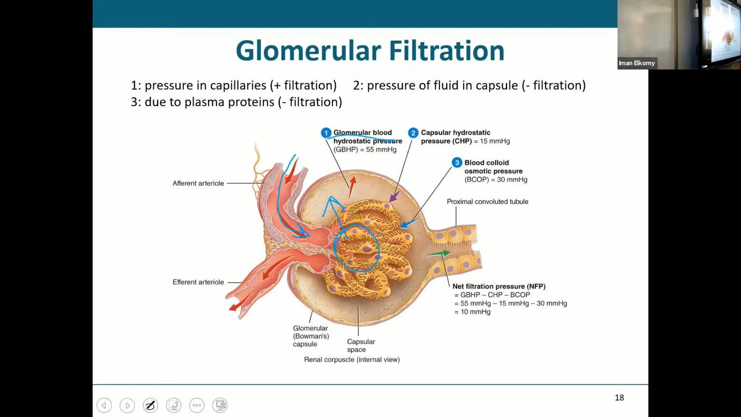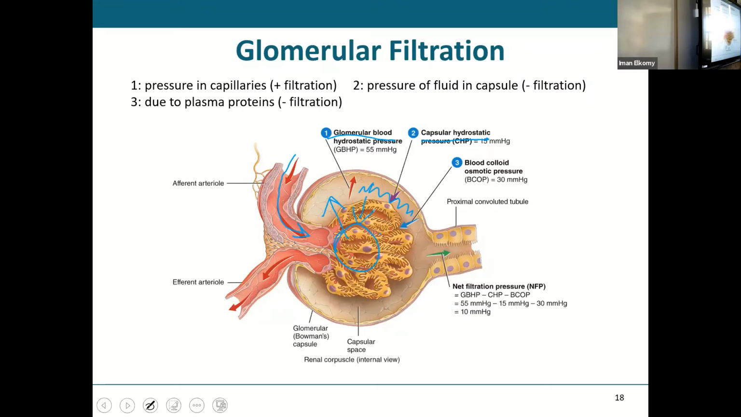There are 2 other forces that work in the opposite direction, and one of them, for number 2, is the capsular hydrostatic pressure, meaning the pressure here in this space. So if I already have a capsular space that is filled with fluid, that is going to exert pressure against filtration. Make sense?